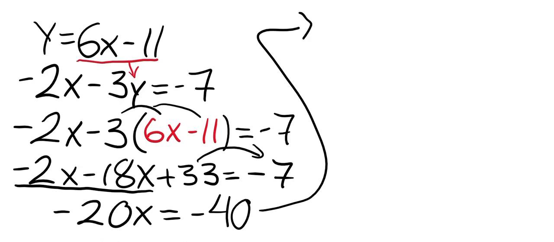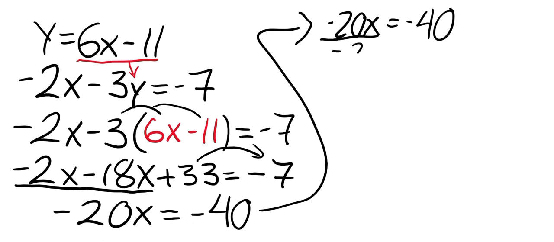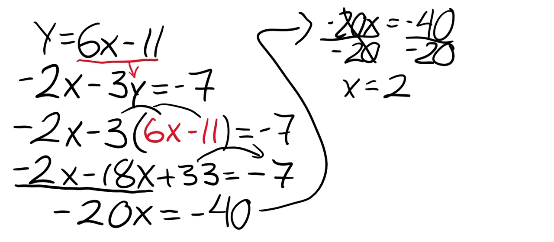I'm going to rewrite this up here. Negative 20x equals negative 40. And then we're going to divide each side by negative 20. And we end up with x equals 2. The solution to a system of equations is an ordered pair, which means that we need an x value and a y value to represent our answer.